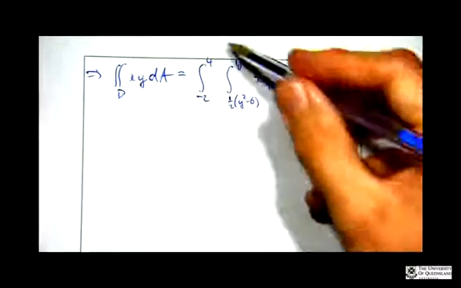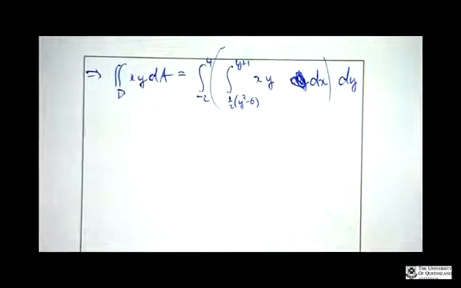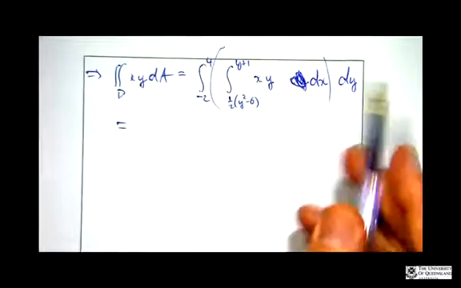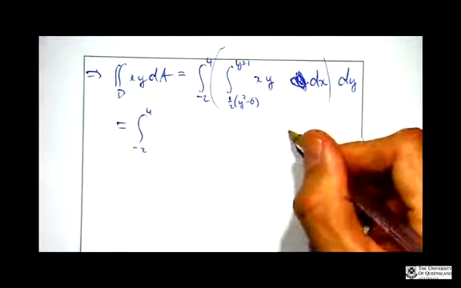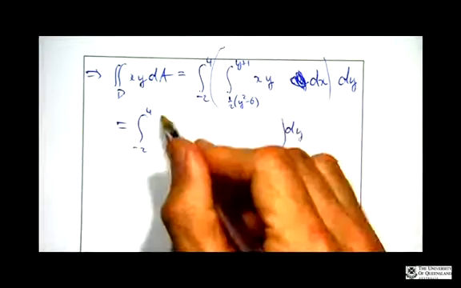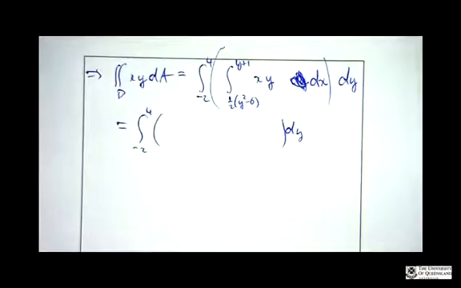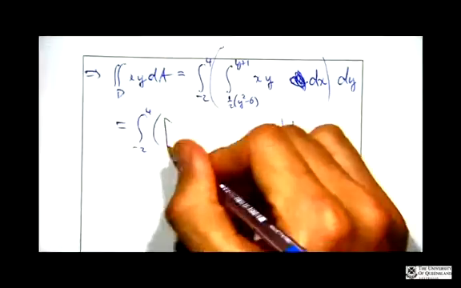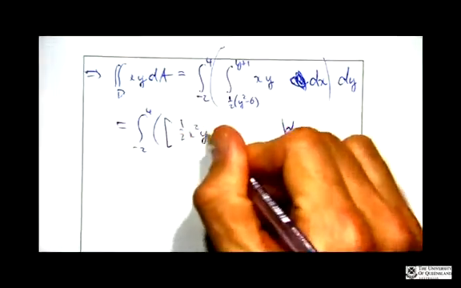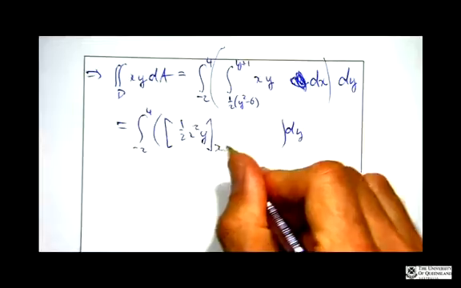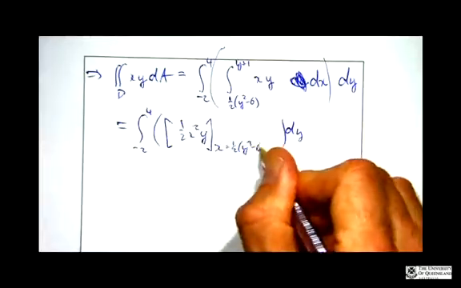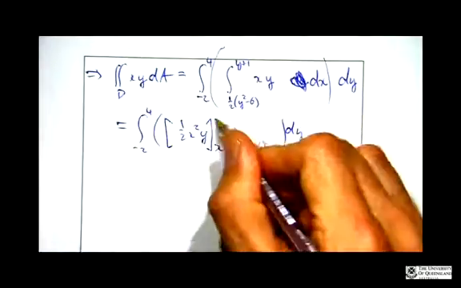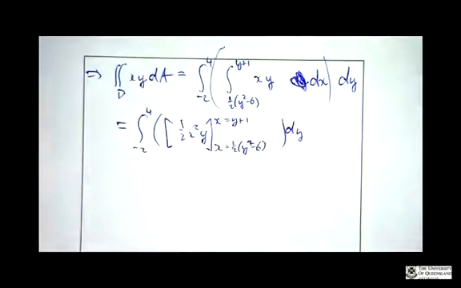Again, it's just an iterated integral. We work from the inside out and find the antiderivatives of the function. So first, the antiderivative with respect to x, treating y as a constant. That's just going to become a half x squared y, evaluated from x equals a half y squared minus 6 up to x equals y plus 1.